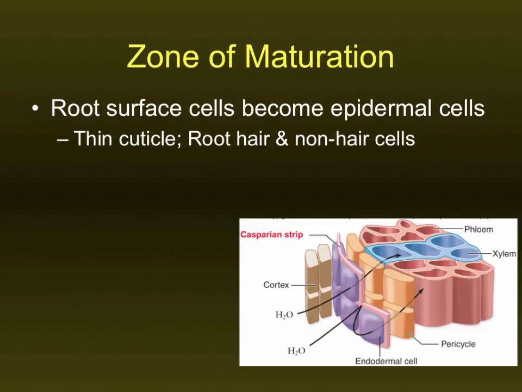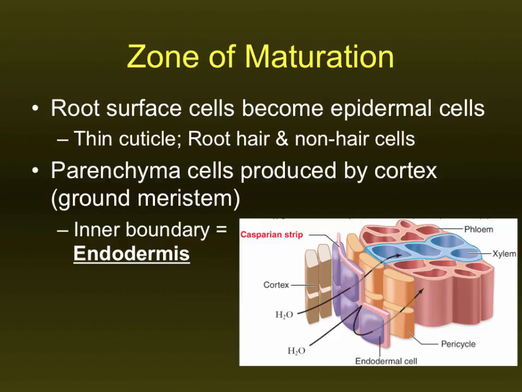And then finally, we can look at the zone of maturation, which is where a lot of the actual functionality of the root takes place. This is where we start seeing root hairs. This is where we see a cuticle, which is a waxy layer that helps to prevent water loss. And then, like I said, we also see those root hairs.